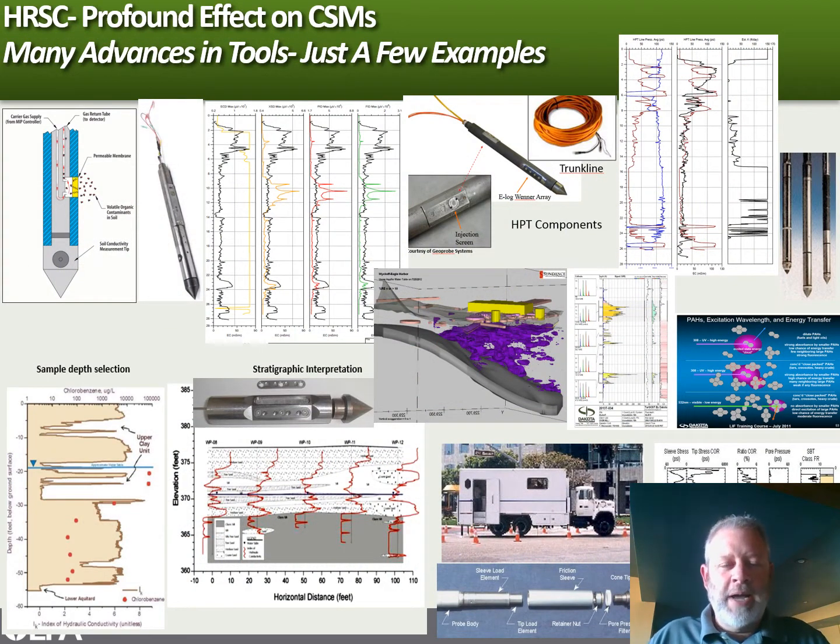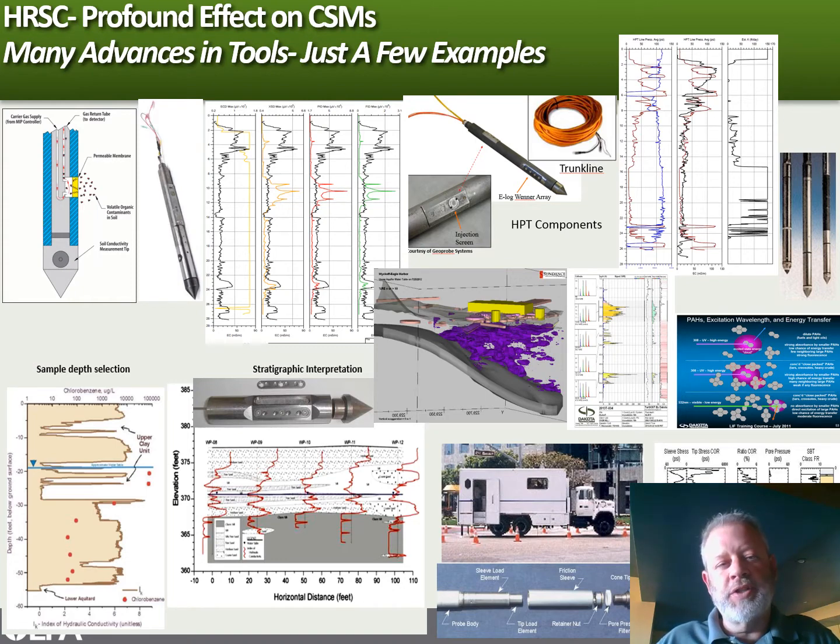I mentioned the rapid advancement of the tools in the 90s, but that has continued obviously through the 2000s and even up till today. And those high-resolution site characterization tools have had a profound effect on our conceptual site models and really our understanding of the behavior of contaminants in the subsurface, the distribution of contaminants and the fate and transport of those contaminants in the subsurface. And Ben's going to talk about some of the tools that we typically would employ at our high-resolution site characterization sites. But here's just some examples.